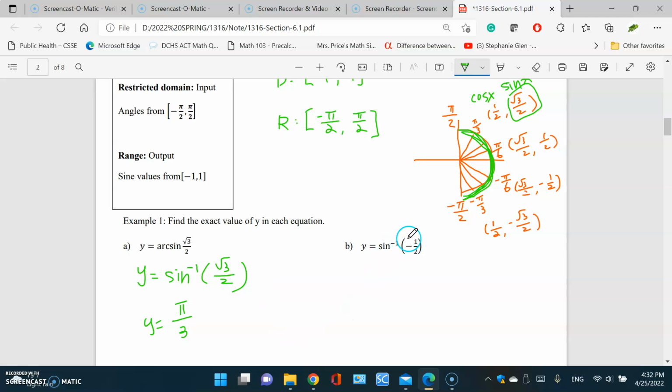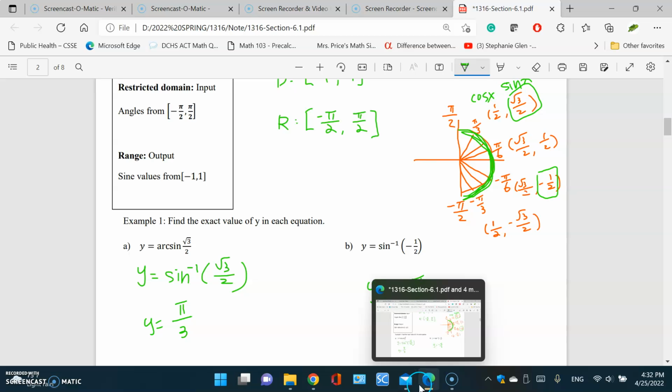Finding the inverse of the sine, and that exact value is negative half. If you look at the graph here, negative half corresponding to sine x would be negative pi over 6. So for this one, y is equal to negative pi over 6.